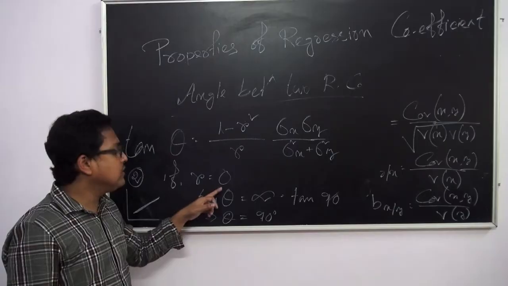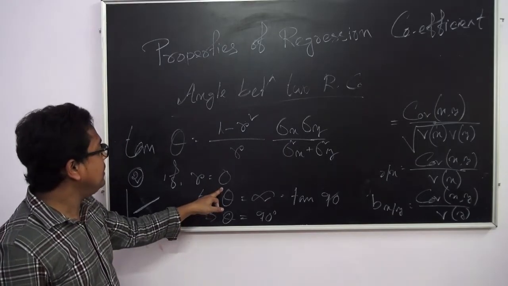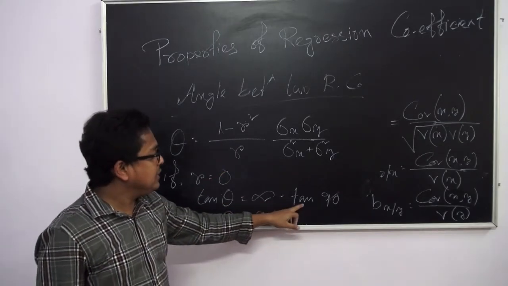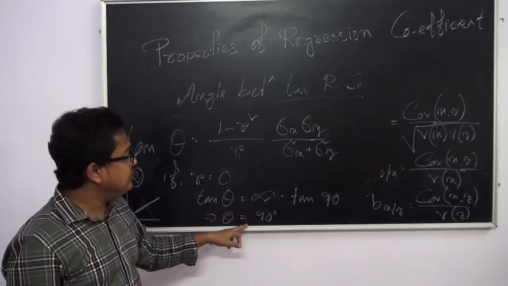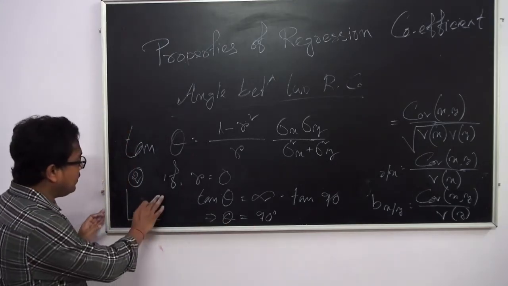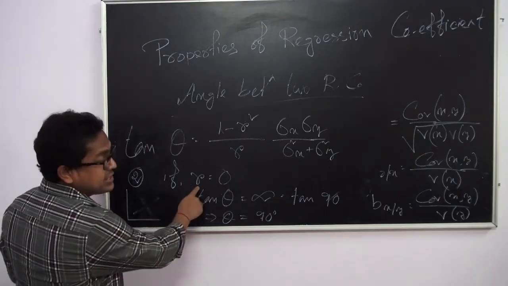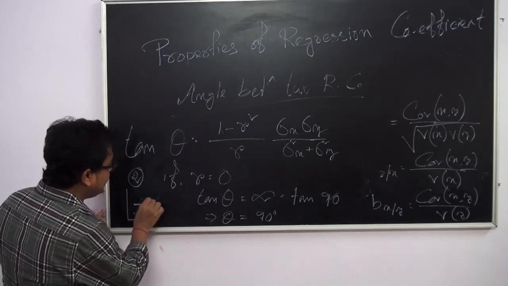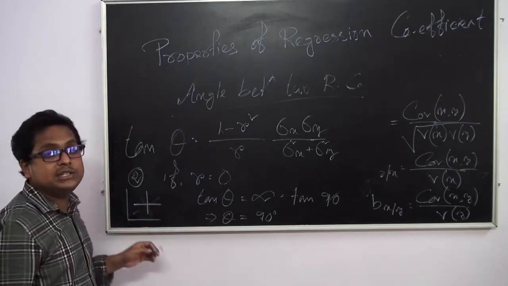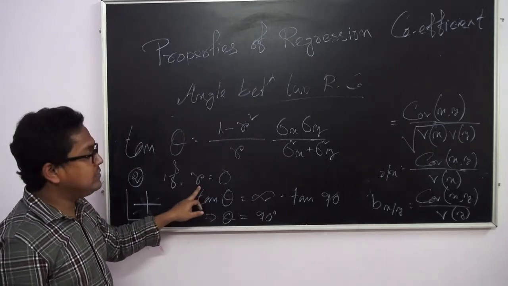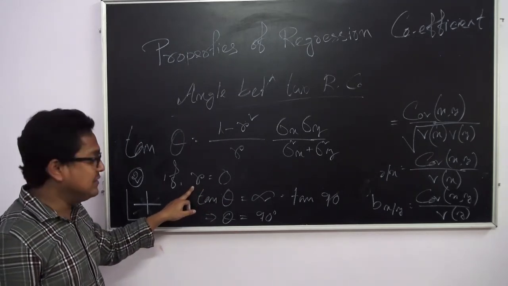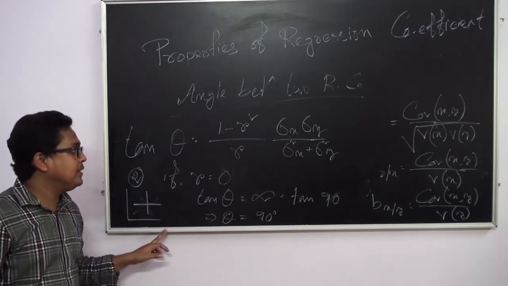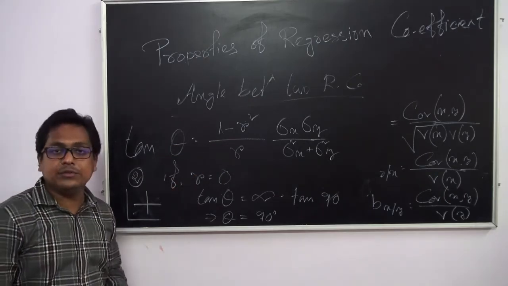Second condition, if r is equal to 0, in that case, tan theta will be infinity, that means tan 90, so ultimately theta is equal to 90 degrees. This means when there is no correlation, r is 0, between these two variables, then the two regression lines will be perpendicular to each other because the angle is 90 degrees. So these are nothing but the angle between the two regression lines.